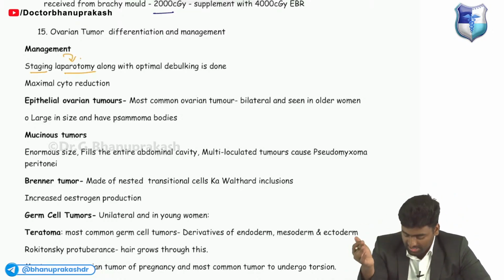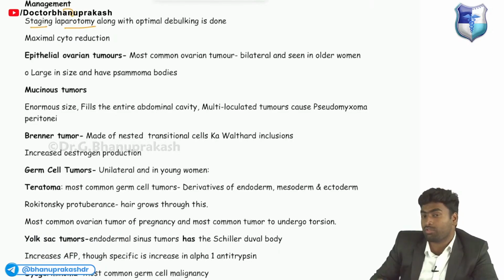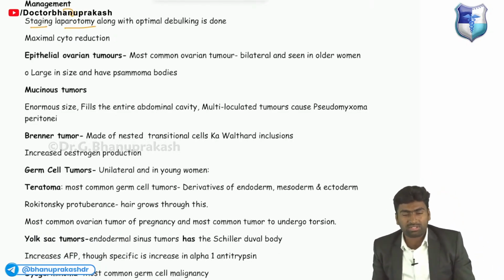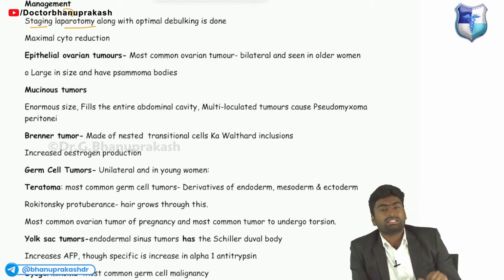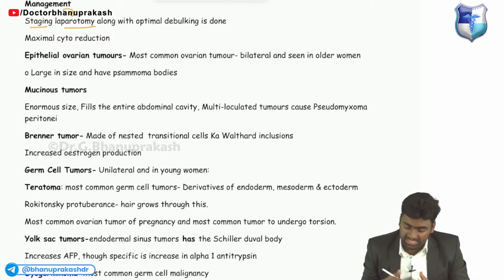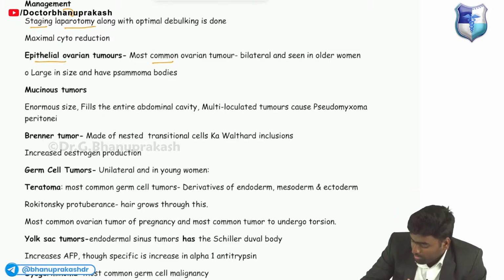So it is known as surgical staging. Fine. And there are different types of ovarian tumor. There are epithelial ovarian tumors, like serous adenoma and mucinous carcinoma, and there are some germ cell tumors and sex cord stromal tumors. Fine. These epithelial ovarian tumors are the most common tumors, and usually they are bilateral in nature.